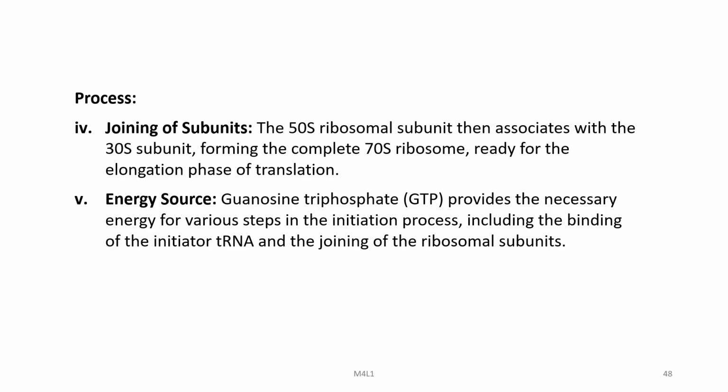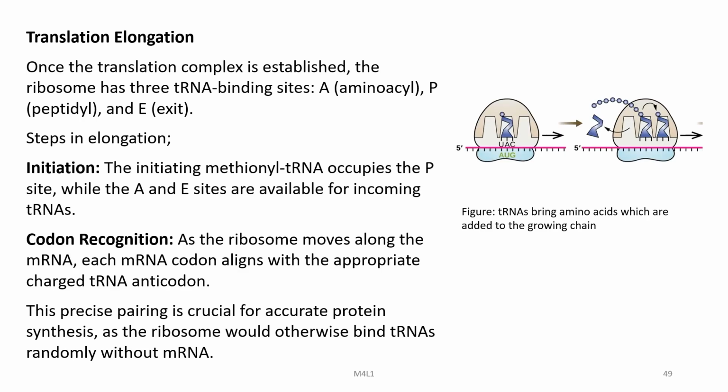Then there is joining of the subunits. The 50S ribosomal subunit associates with the 30S subunit, forming the complete 70S ribosome ready for the elongation phase of translation. And in this process, the energy source comes from guanosine triphosphate for the various steps in this initiation process, including the binding of the initiator tRNA and joining of the ribosomal subunits.